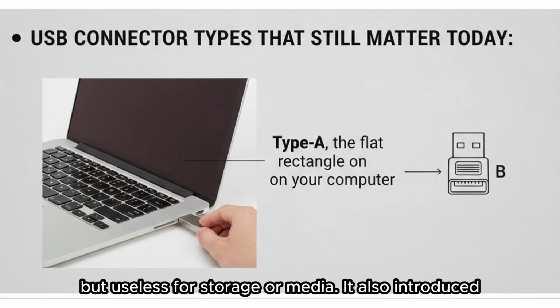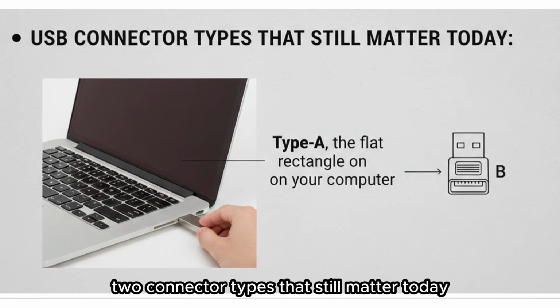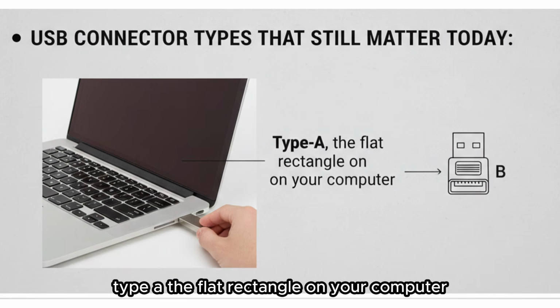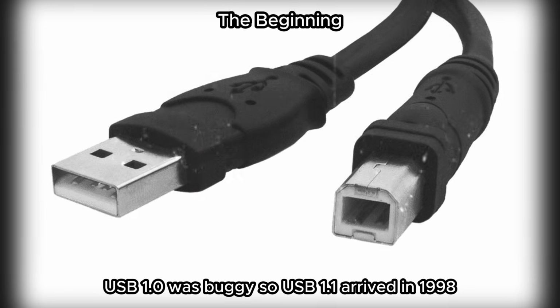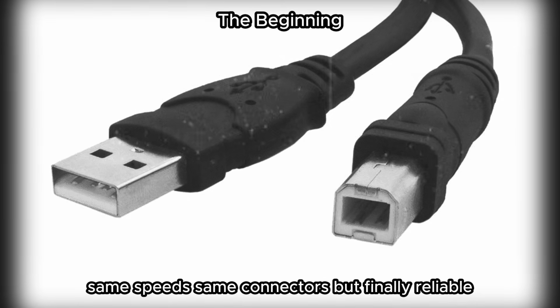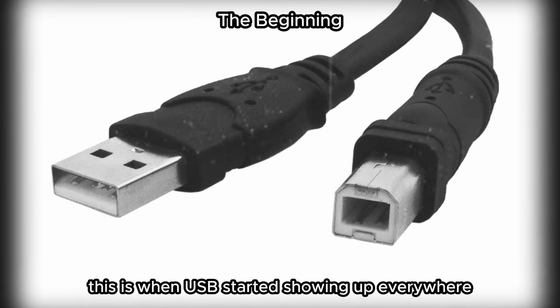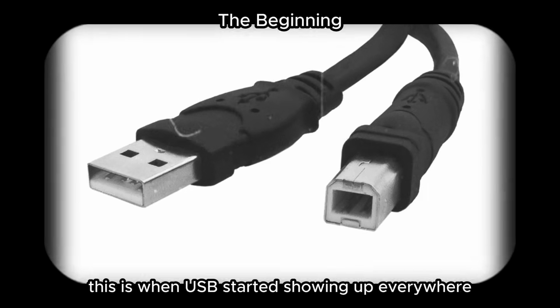It also introduced two connector types that still matter today: Type A, the flat rectangle on your computer, and Type B, the chunky square used on printers. USB 1.0 was buggy, so USB 1.1 arrived in 1998. Same speeds, same connectors, but finally reliable. This is when USB started showing up everywhere.